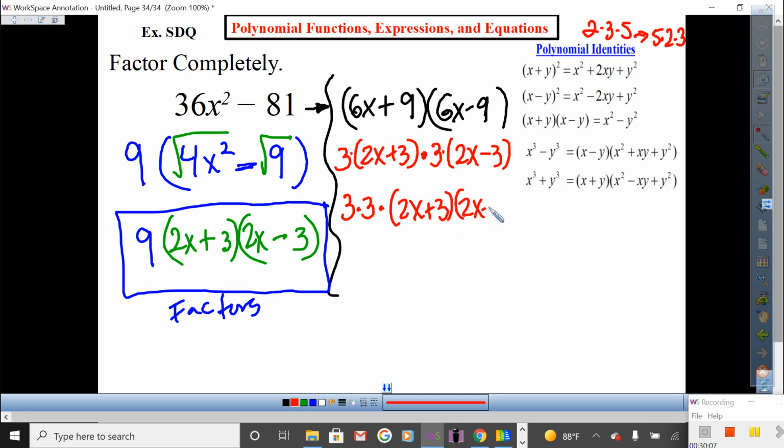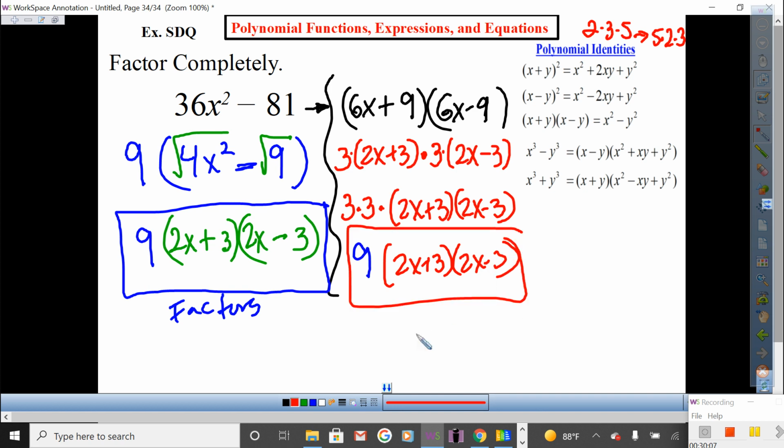times (2x minus 3). And let's see, what is 3 times 3? 9. And what else do I have? 2x plus 3 and 2x minus 3. Do I get the same thing? Yeah, copy that one, please. Like that, you have at least the other way of doing it in case you don't do the GCF at the beginning.